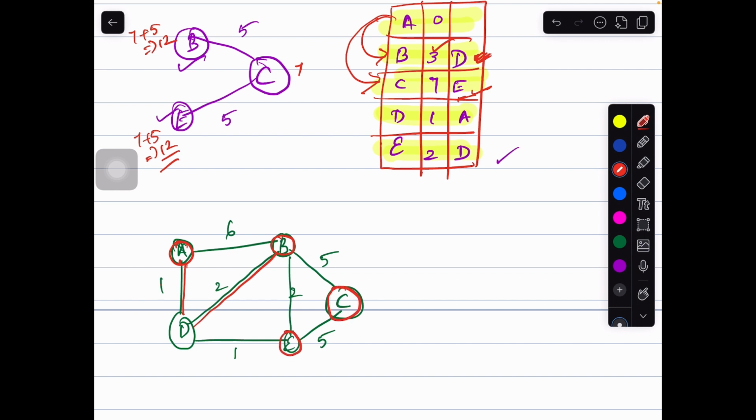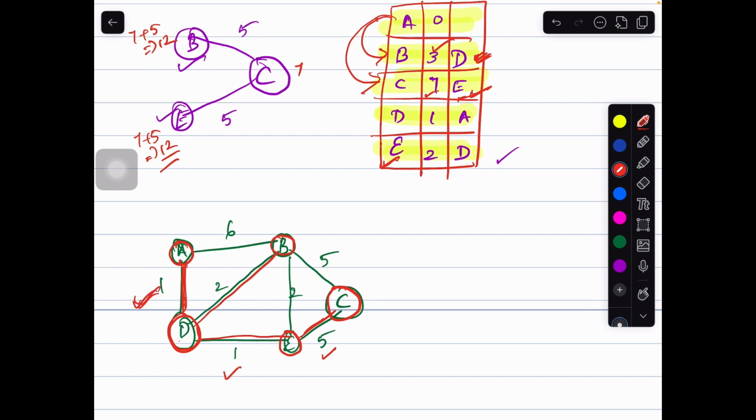Now look at E. For E, what is the previous node? D is the previous node, right? Now the path will be from A to D, D to E, and then from E to C. So when you add, it is 5 plus 1 plus 1, which is going to be 7. So you have got the cost here. Now A to D, if you have to travel directly through A, the cost is 1. Fine. So the cost here is 1.